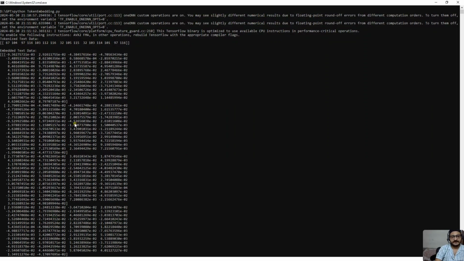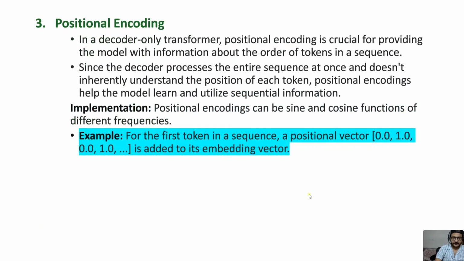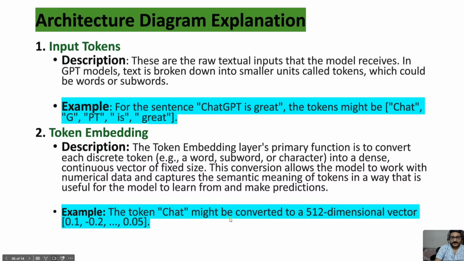This is in an AI or machine learning format, because the model understands these embedded tokens. It will not understand the simple text format. That's how token embedding works here. Each token has its own format. If I go back to my slides, you can see that chat might be converted to a 512-dimensional vector, with values like 0.1, 0.2, 0.05. This is how the input token is embedded in the token embedding layer.